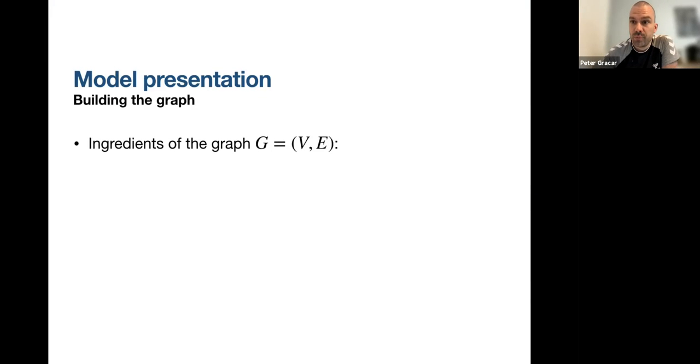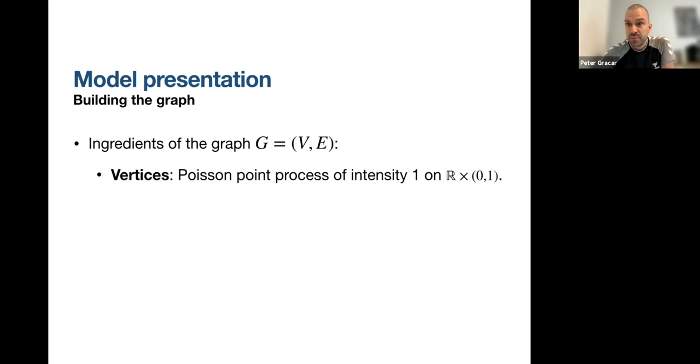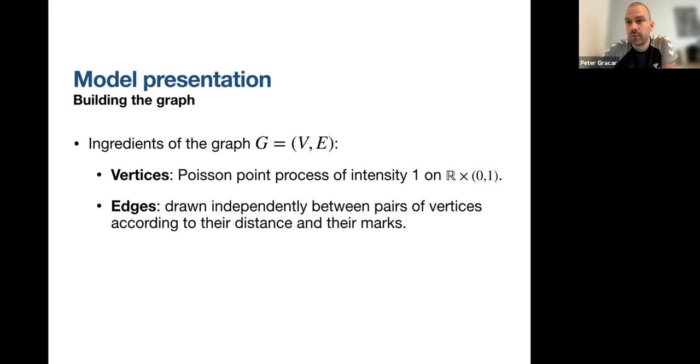First of all, how do we build our random connection model? What types of graphs are we considering? Well, first of all, our vertices are just points of a Poisson point process of intensity 1 on the real axis, but all of these points are also equipped with uniform marks between 0 and 1. Next, how do we connect these marked vertices? Well, edges are drawn uniformly at random between all pairs according to what the distance between the two vertices is and what their marks are.